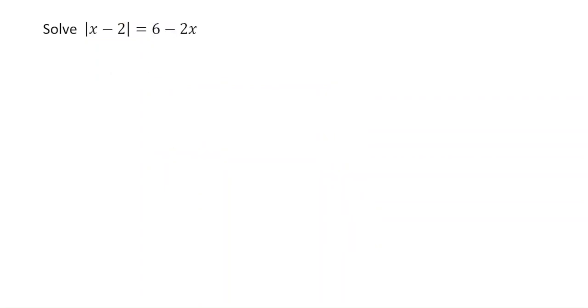If we've got mod of x minus 2 is equal to 6 minus 2x, how would we go about solving that? And the first thing I want to highlight is this thing here. Okay? There's a common error that students make, and that is to think that if you've got mod x minus 2, then that's going to be equal to x plus 2. Right? And the reason people think that is because they've got this idea that the modulus makes a negative value positive.